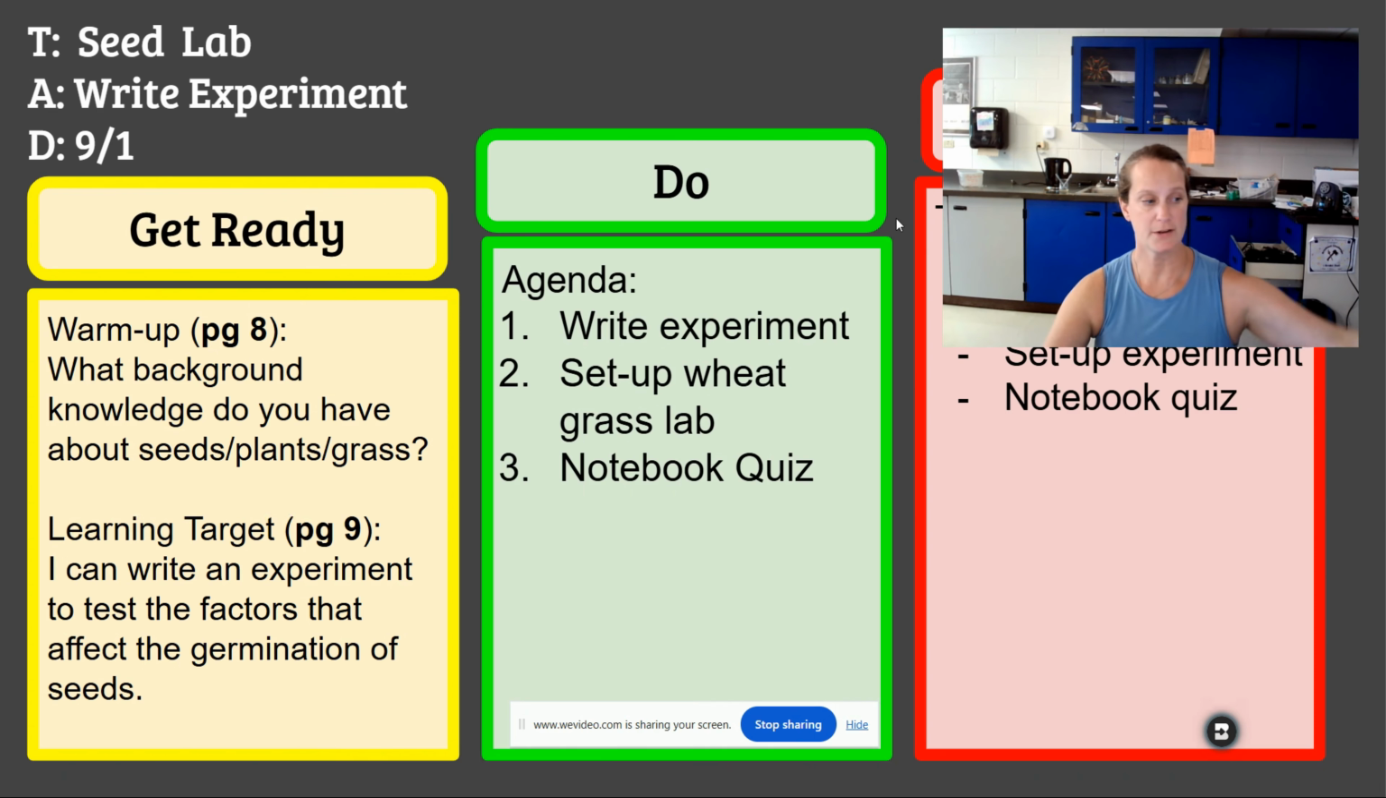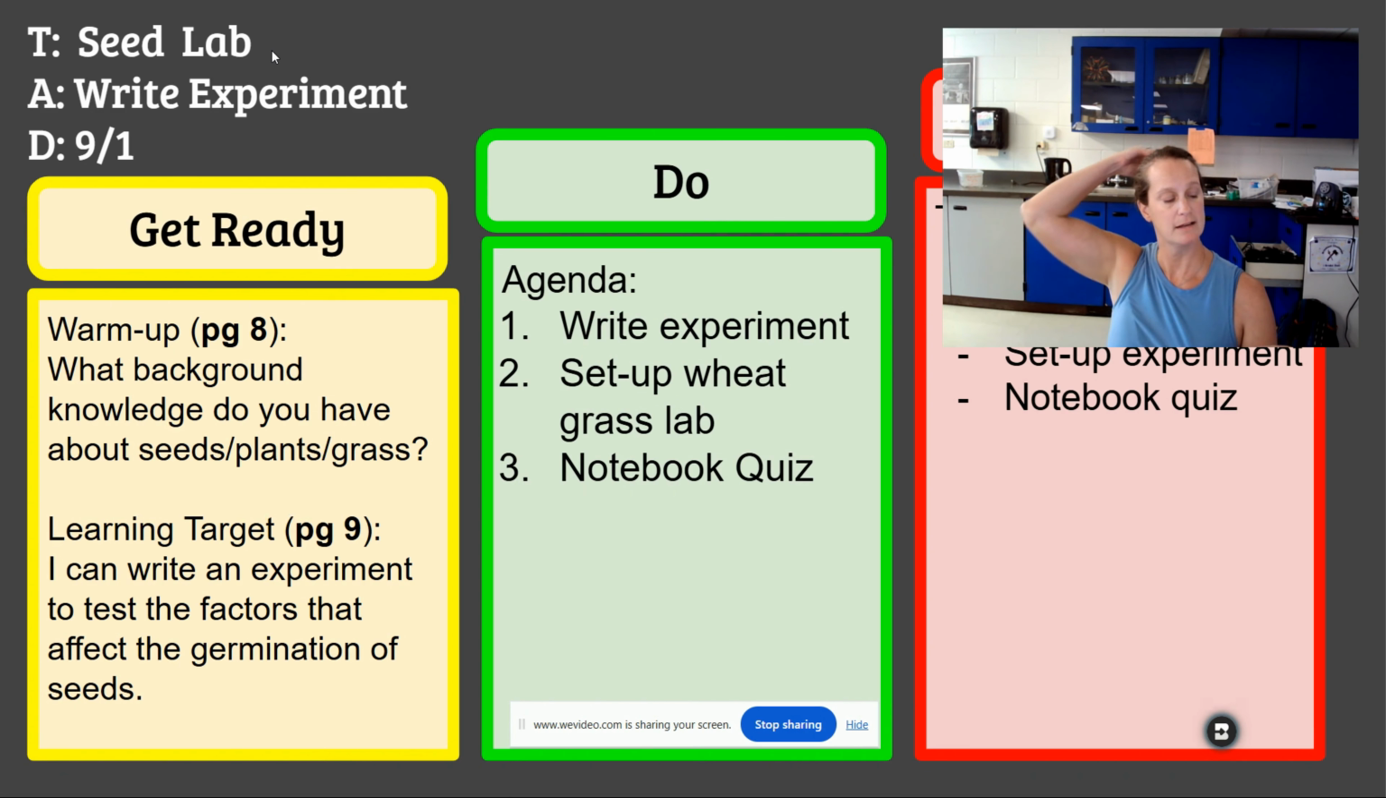First, I just want to draw your attention to the topic today, which is the seed lab. Your assignment is to write the experiment. It is due at the beginning of class on Tuesday. The majority of 8th graders were able to finish this assignment during class time. So if you are doing what you're supposed to be doing, you will finish and you will be fine. You won't have homework. But if for some reason you don't finish in class, it is homework. I do want it turned in on Tuesday.